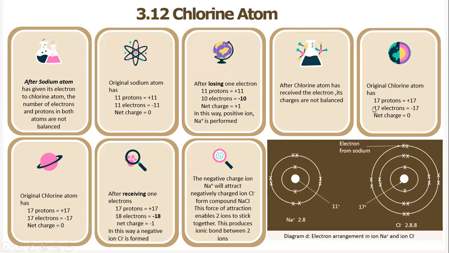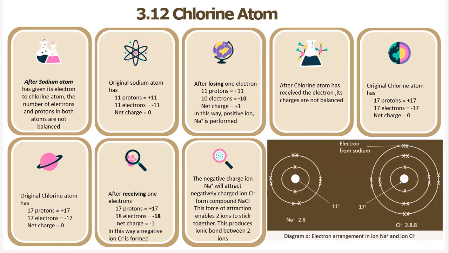After the chlorine atom has received the electron, its charge is not balanced. The original chlorine atom has 17 protons and 17 electrons. Net charge is 0. After receiving one electron, it consists of 17 protons and 18 electrons, and the net charge is -1. So in this way, a negative ion is formed. Negative chlorine ion is formed.